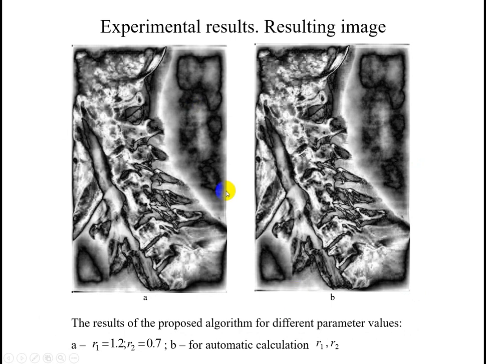Here we can see the result of applying our method. From the left, we can see the result with manual coefficient selection, and from the right, we can see the result with automatic coefficient calculation. As we can see, the images look similar, but the right image has a little more level of details due to the adaptive nature of these automatically calculated coefficients.